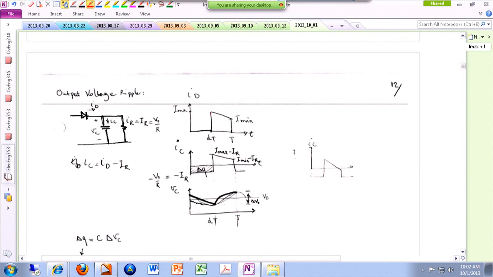We found the current waveform for the diode to be a kind of a trapezoid like this between dT and T, and it starts from a maximum value and ramps down to a minimum value, then jumps back to 0. Remember, the diode current is the cap current plus the load current. That gives me, if I'm interested in finding the cap current, the diode current minus the load current. Also from the previous section, we remember that the load current is the average value of the diode current.